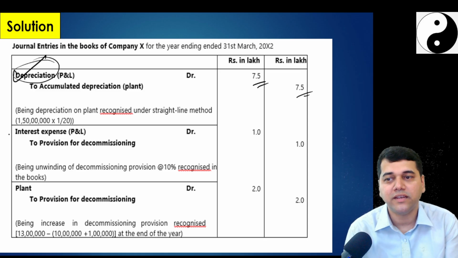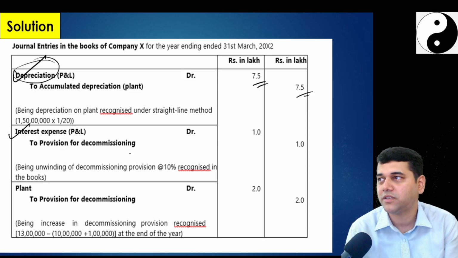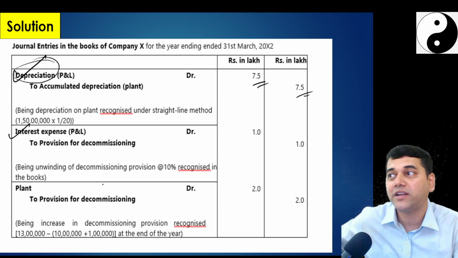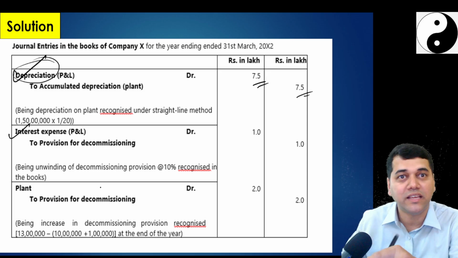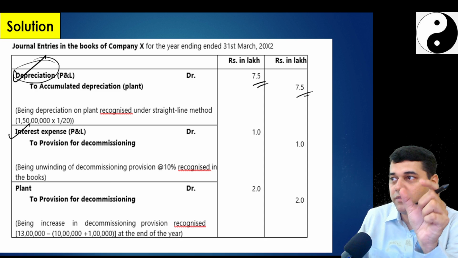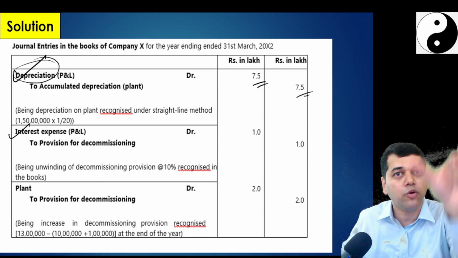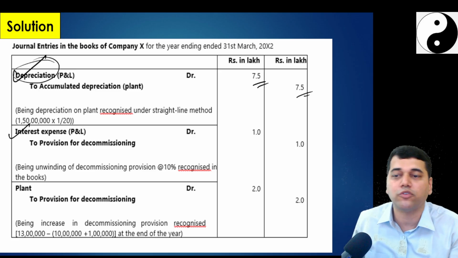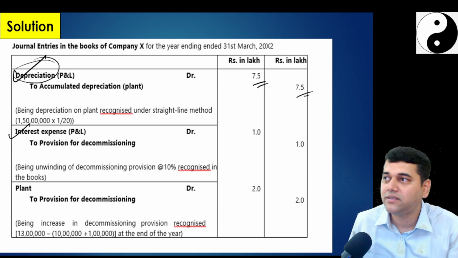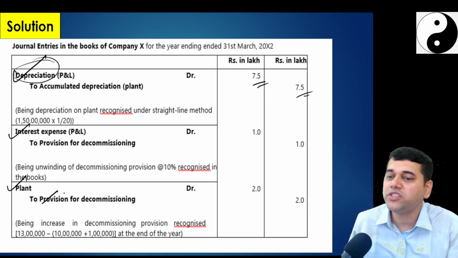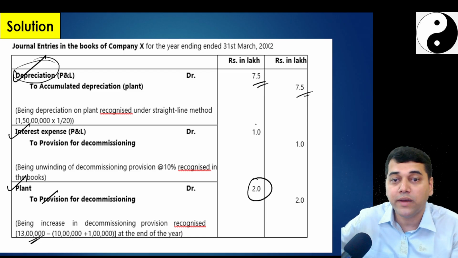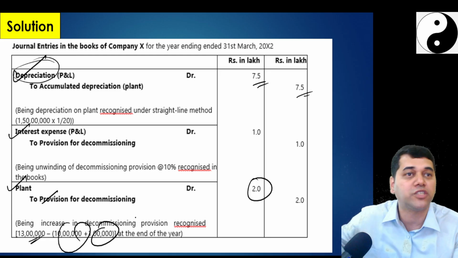Okay. Second is interest expense to provision for decommissioning liability. Then unwinding, is it not going? Are you not going to do it? Have we not done it in the previous question? We didn't pass the entry. That 6,300 whatever, we calculated it and showed, oh, my liability balance has increased. How did it increase? You must have passed one entry, no? Finance cost account debit to provision. Then the third, plant to provision for decommissioning liability, because there's an increase. But increase how much? 13. But what was your book value? It is 10 plus this finance cost unwinding.